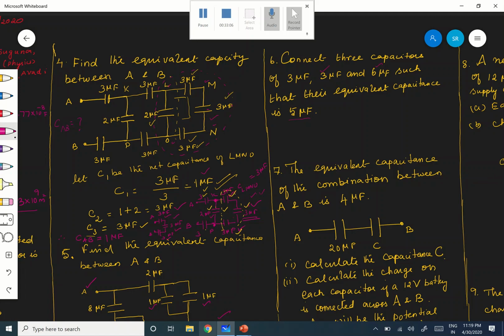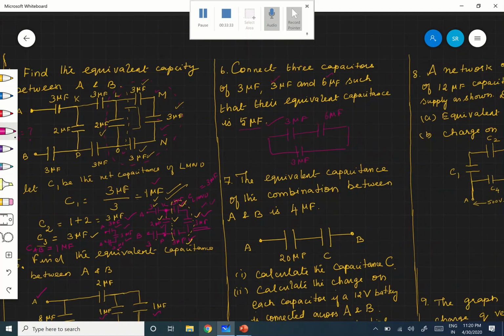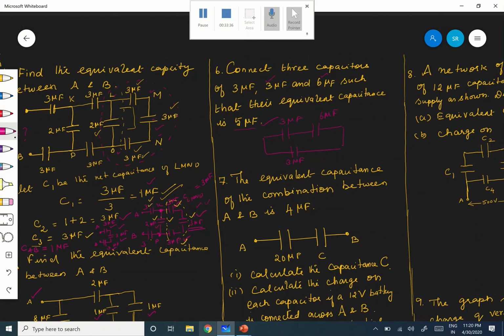Therefore, what is that? You tell me. 3 and 6, because I want 5 microfarad. Okay, because 3 microfarad and 6 microfarad in series, and that combination is parallel to 3. Okay, I think that is enough. Simple. What is the equivalent capacitance for these two in series?